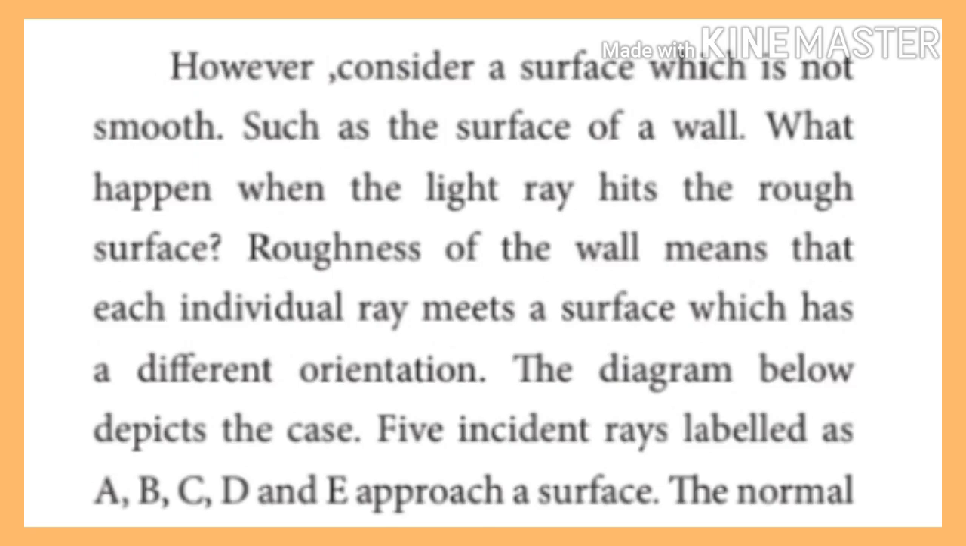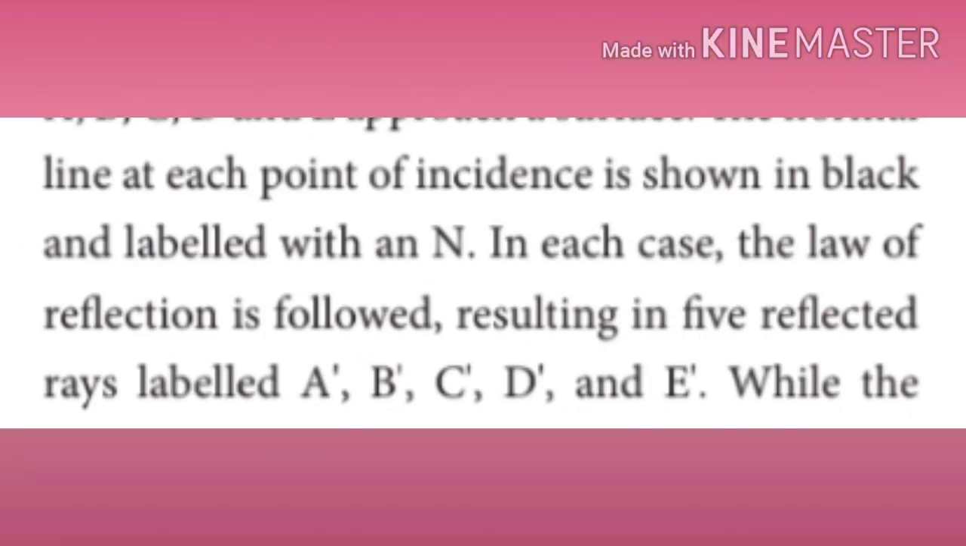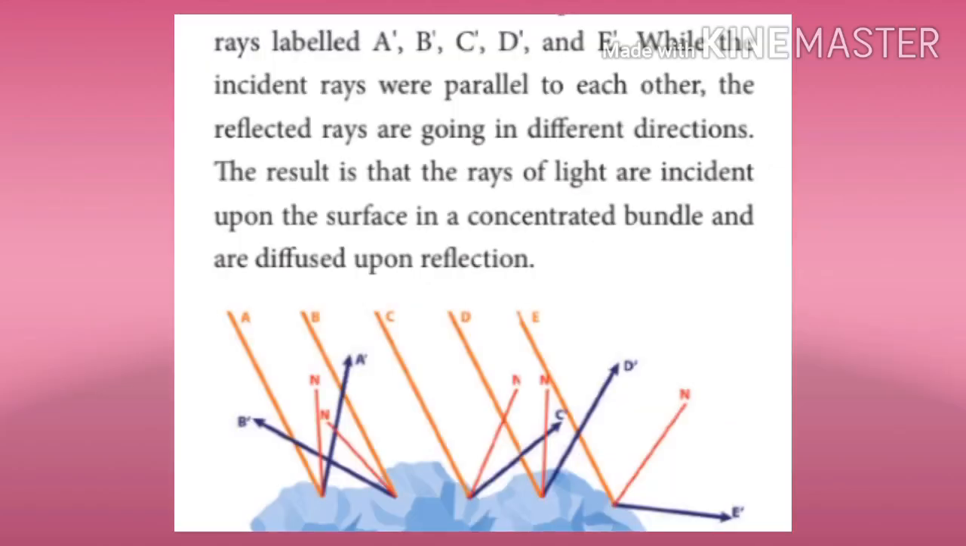Five incident rays labeled A, B, C, D and E approach a surface. The normal line at each point of incidence is shown in black and labeled with an N. In each case, the law of reflection is followed, resulting in five reflected rays labeled A dash, B dash, C dash, D dash and E dash. While the incident rays were parallel to each other, the reflected rays are going in different directions. The result is that the rays of light are incident upon the surface in a concentrated bundle and are diffused upon reflection.